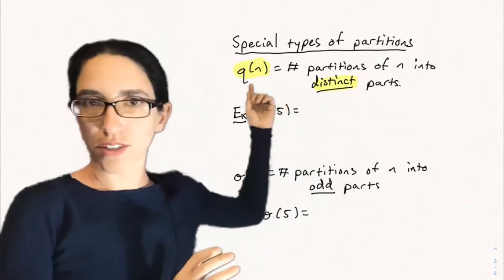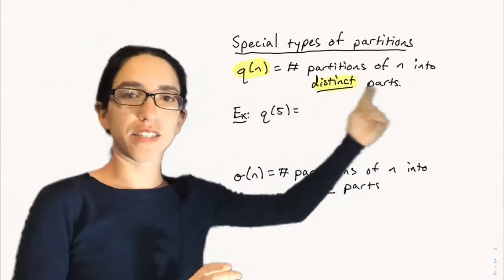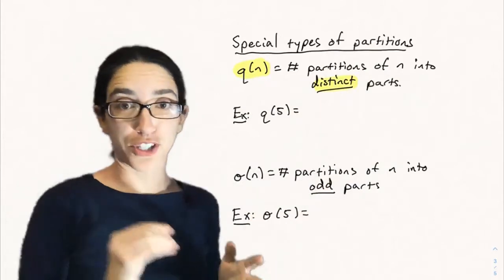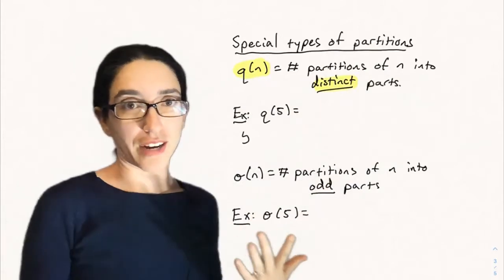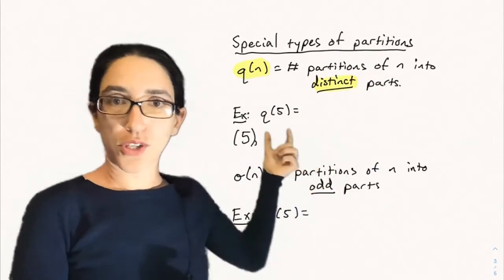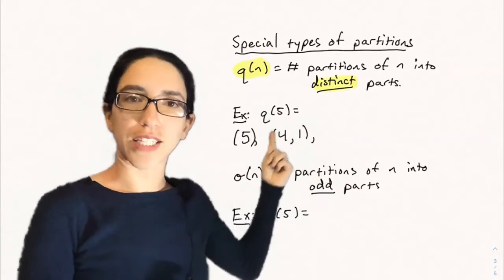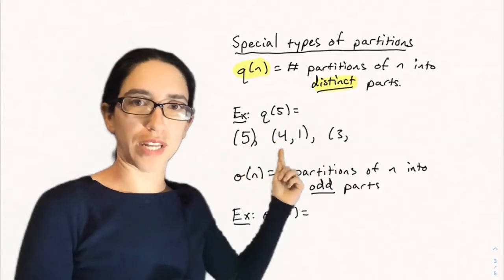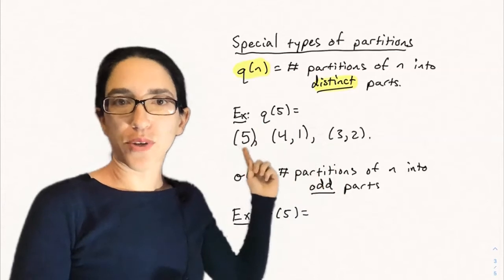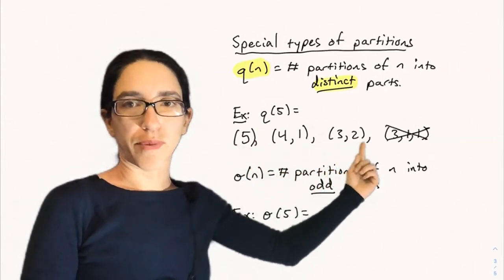So first we're going to define Q of n to be the number of partitions of n into distinct parts. So in other words, you're not allowed to use a coin more than once. You're not allowed to have two ones or two twos or anything like that. Let's look at Q of 5. How many ways can we write 5 as a sum of other numbers where you don't use any number more than once? Well, now you only have the options 5, 4 + 1, and 3 + 2.